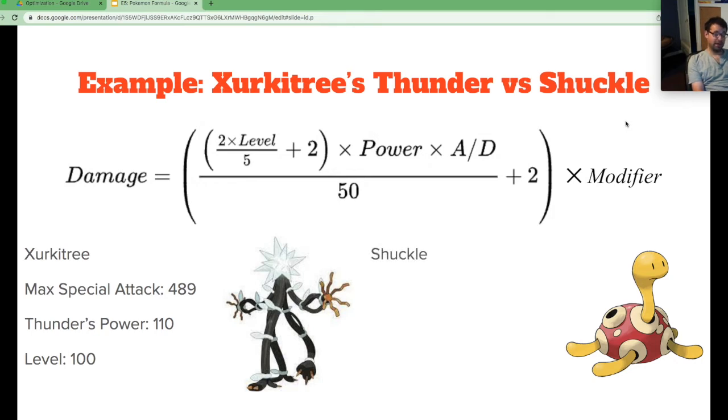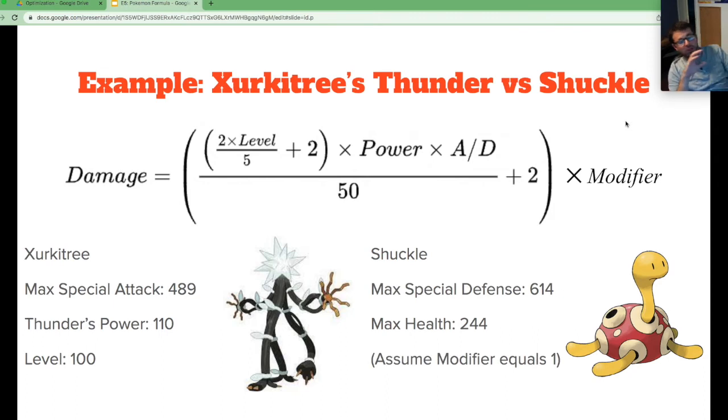Shuckle, on the other hand, has one of the highest special defenses, and Thunder is a special attack. So Shuckle has a special defense of 614, and its maximum health is 244. We're just going to assume that the modifier is equal to 1, so everything's easier. Maybe we'll do a little bit more with the modifier later on.